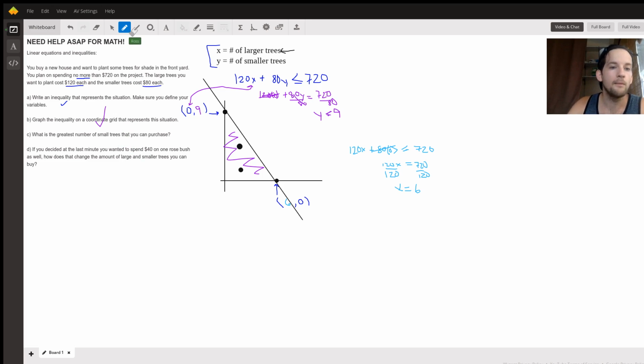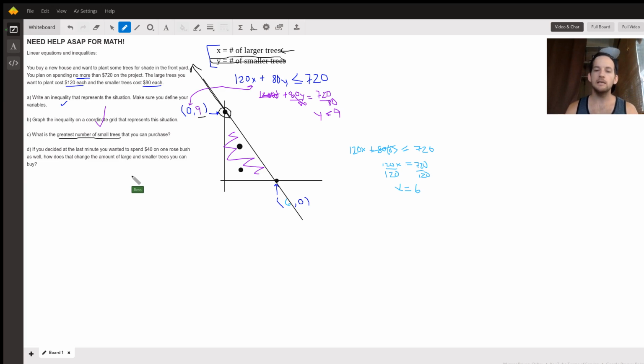So with that, part C says what is the greatest number of small trees? Well, smaller trees are our y variable, so we need to look at what's left and figure out the very biggest our y can be. So what's the highest we can go on this graph? Well, the line technically goes up and up forever, but we would have to stop at that y-intercept because any further and we get back into those negatives that I just talked about. So at that point, the y value is 9. You could buy 9 smaller trees and spend exactly 720 as long as you don't buy any bigger trees. So that's the answer to part C.